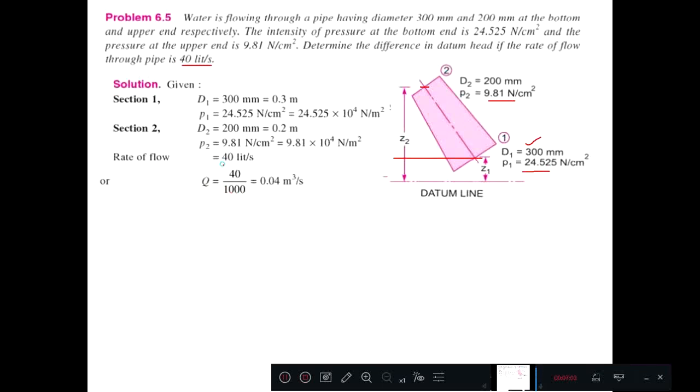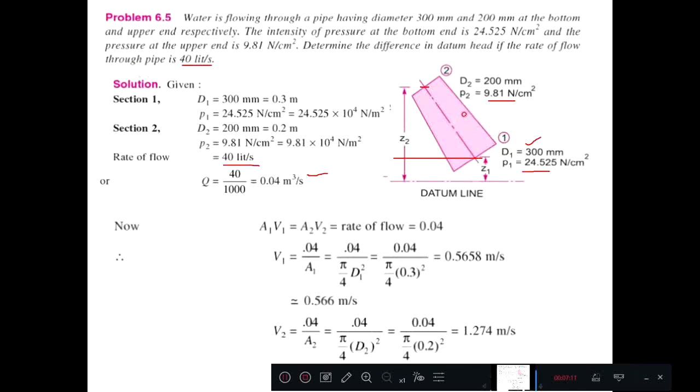The rate of flow is also given, so convert from LPS to meter cube per second. So this is the conversion. Now apply the continuity equation at sections 1 and 2, and calculate V1 and V2 from it. So we have got V1 as 0.5658 meter per second. Similarly, V2 as 1.274 meter per second.